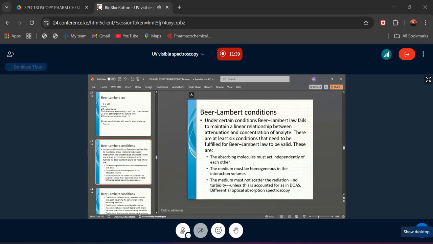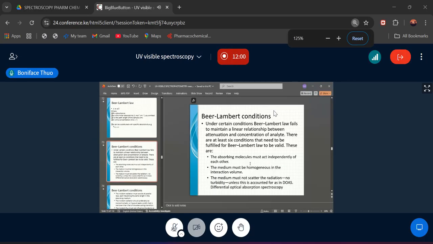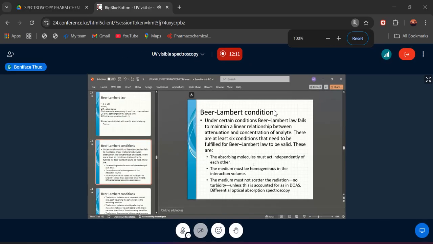However, under certain conditions, the Beer-Lambert's law does not directly or proportionately relate to concentration, and we'll list a number of those conditions that may prevent the quantitative application of UV visible spectroscopy. So if there is no direct proportionality, then the law breaks down and cannot be used to determine the concentration.